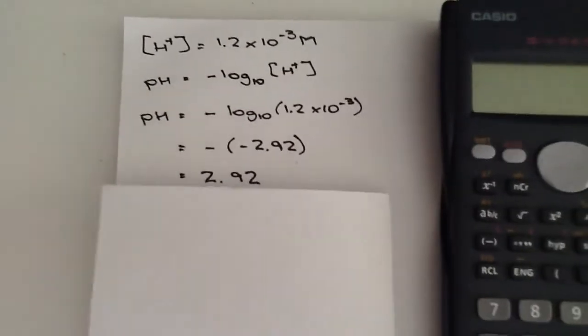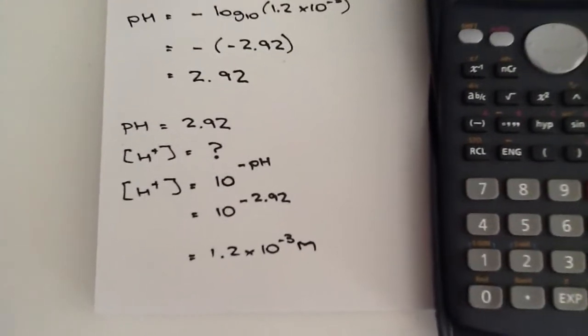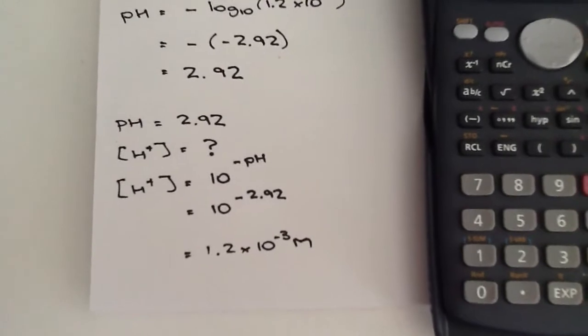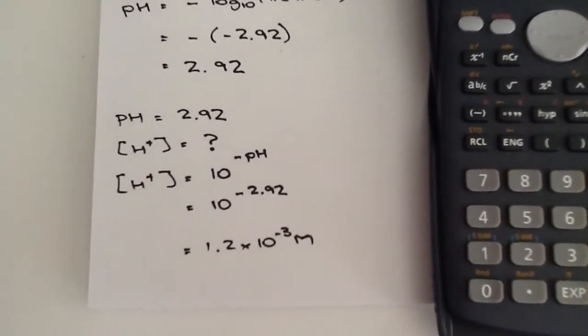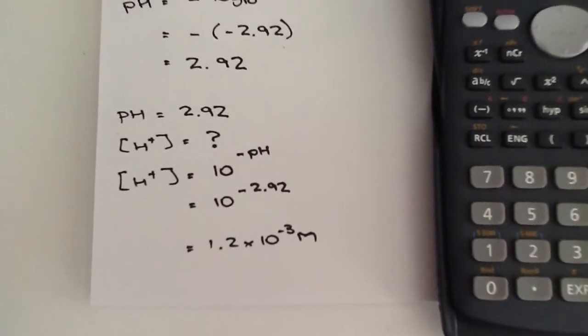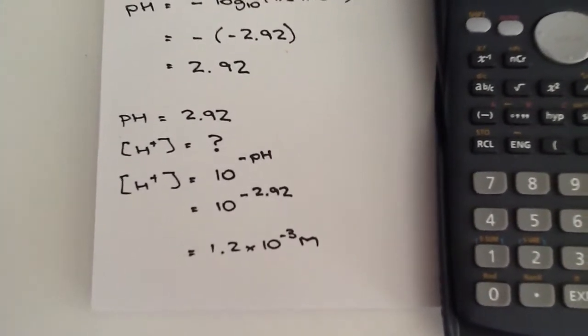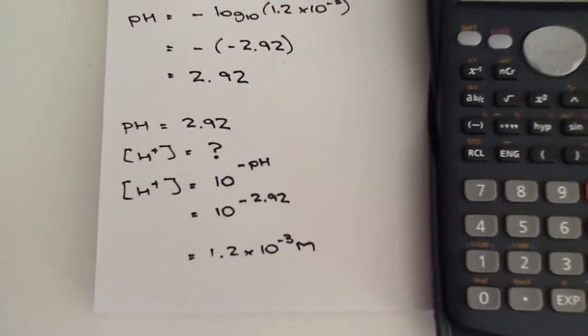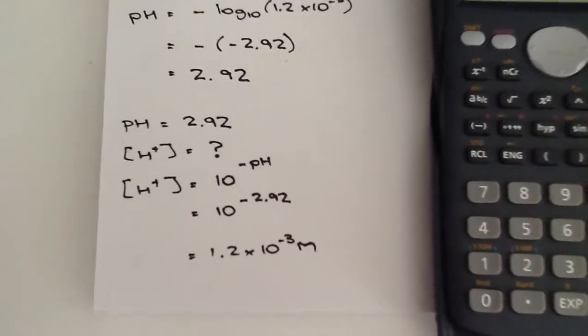But what happens if we're given the pH value of a particular solution and we're asked to calculate the hydronium concentration, or the H plus concentration? So for example, in this particular case, the pH would be equal to 2.92. How do we work out that that actually is equivalent to a hydronium concentration of 1.2 times 10 to the minus 3?